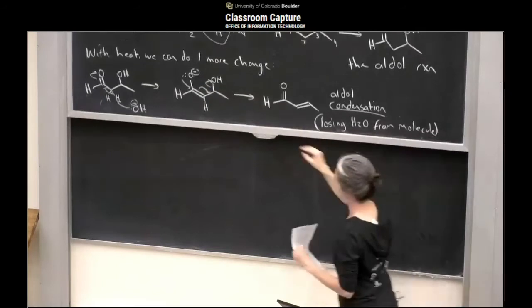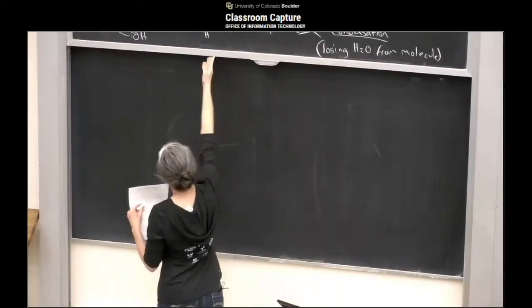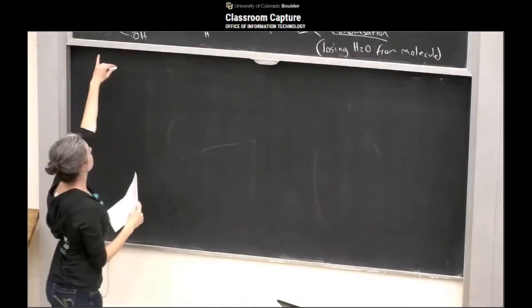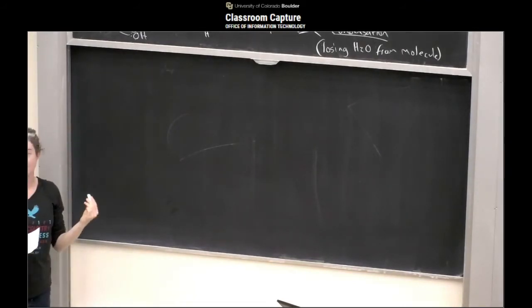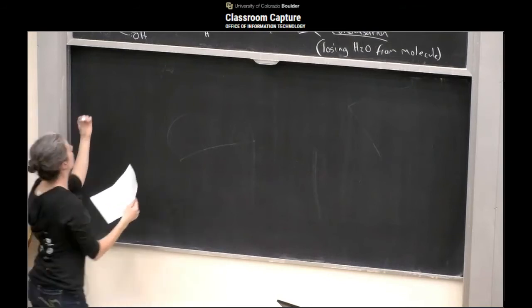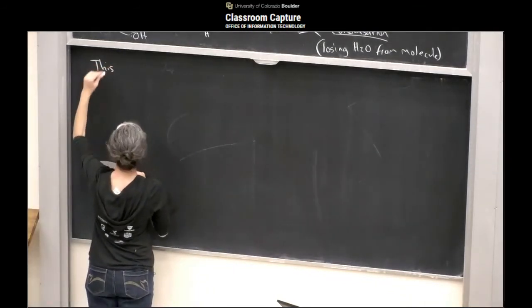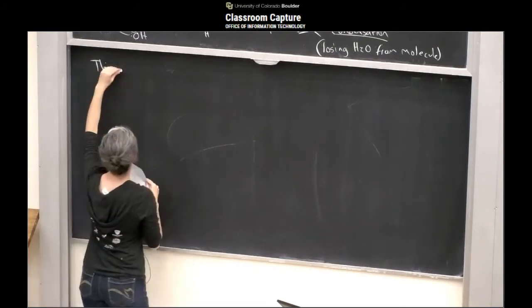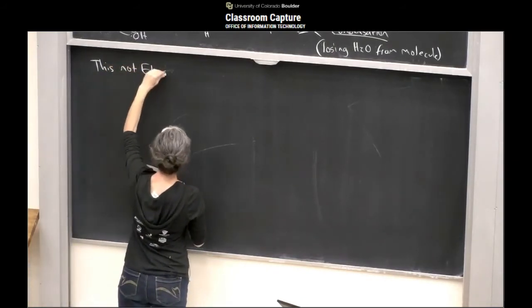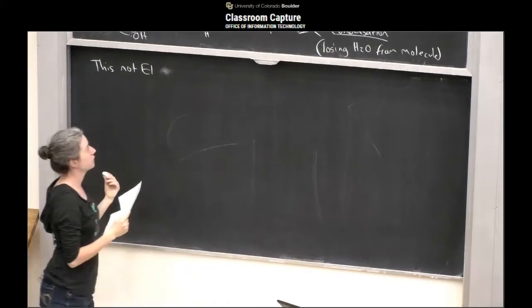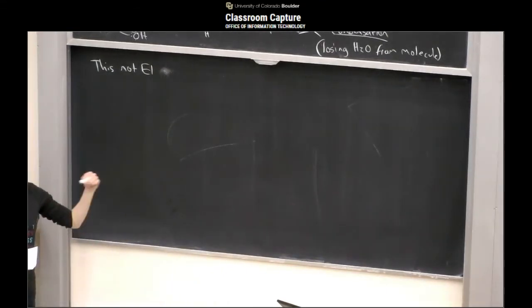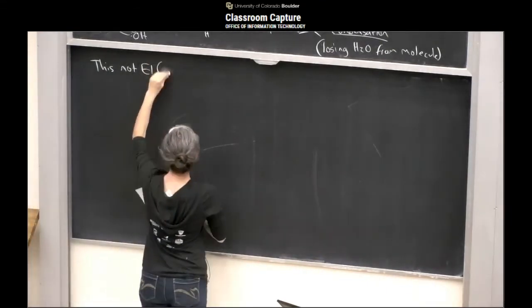So this mechanism overall, if you look at it, what we're accomplishing is kind of the same as E1 or E2. But it's not actually either of those. So E1, if you remember, the leaving group drops off first, then the proton gets pulled off.